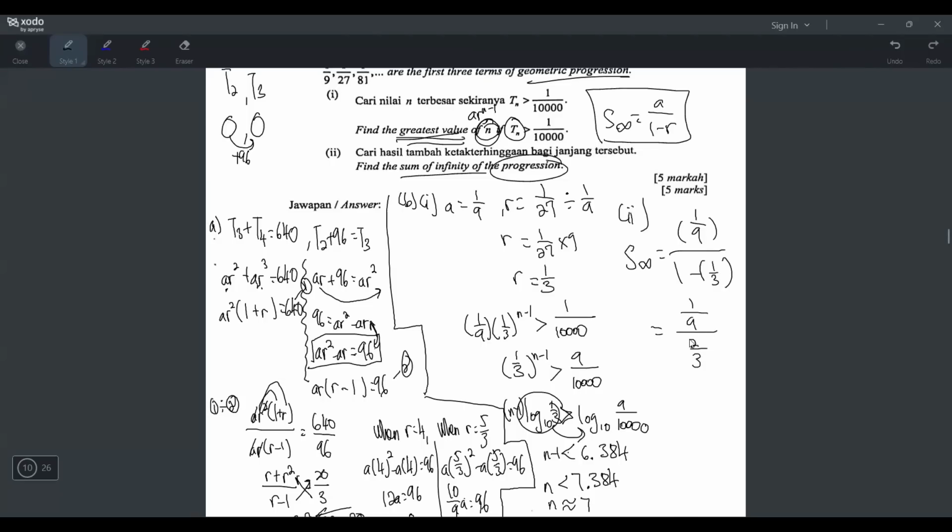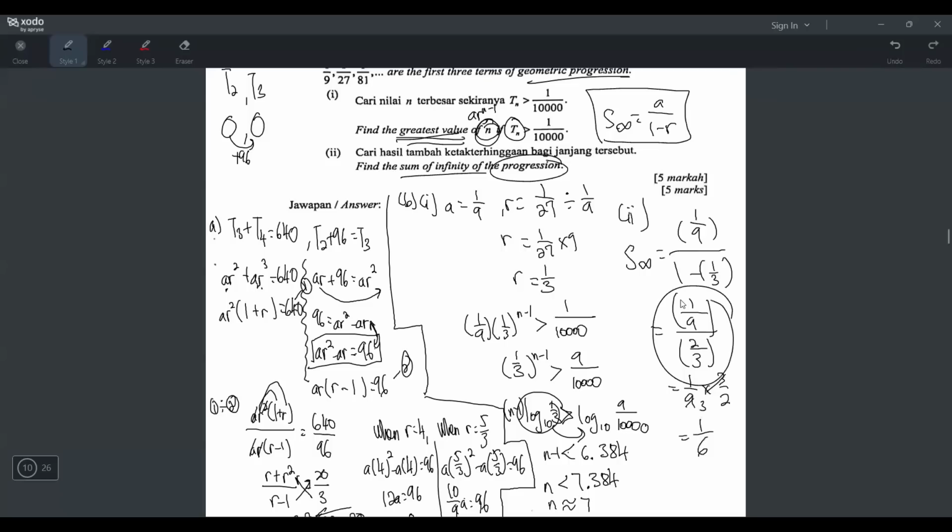But if you want to write like this, be careful. Make sure you put brackets, otherwise it's very confusing, because it has four levels. So when you have four levels, you have to write the brackets carefully. So 1 over 9 divided by 2 over 3 means times 3 over 2. And then 3 and 9 can cancel, you get 1 over 6.